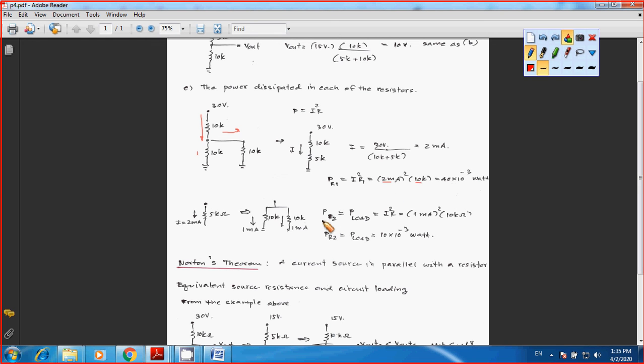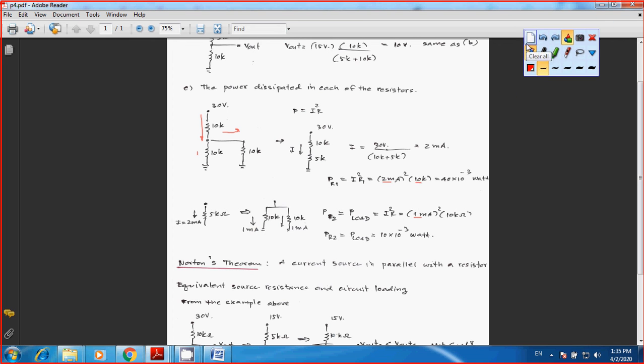Now for R2, the power dissipated in R2 is going to be 1 milliamp squared multiplied by 10K ohms, or 10 milliwatts. Both currents are the same because they have the same resistance.